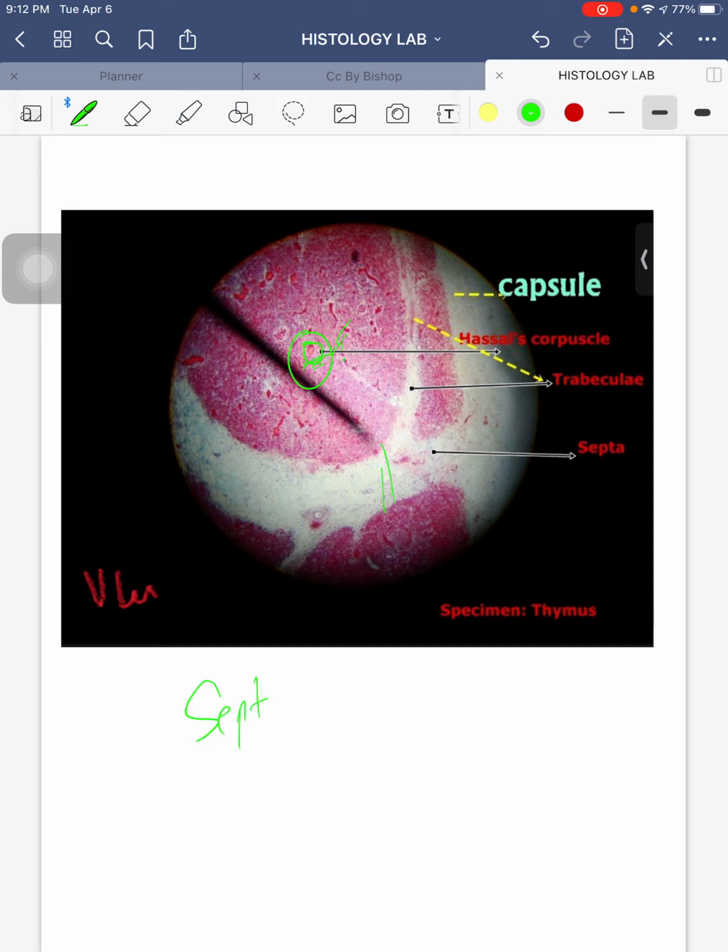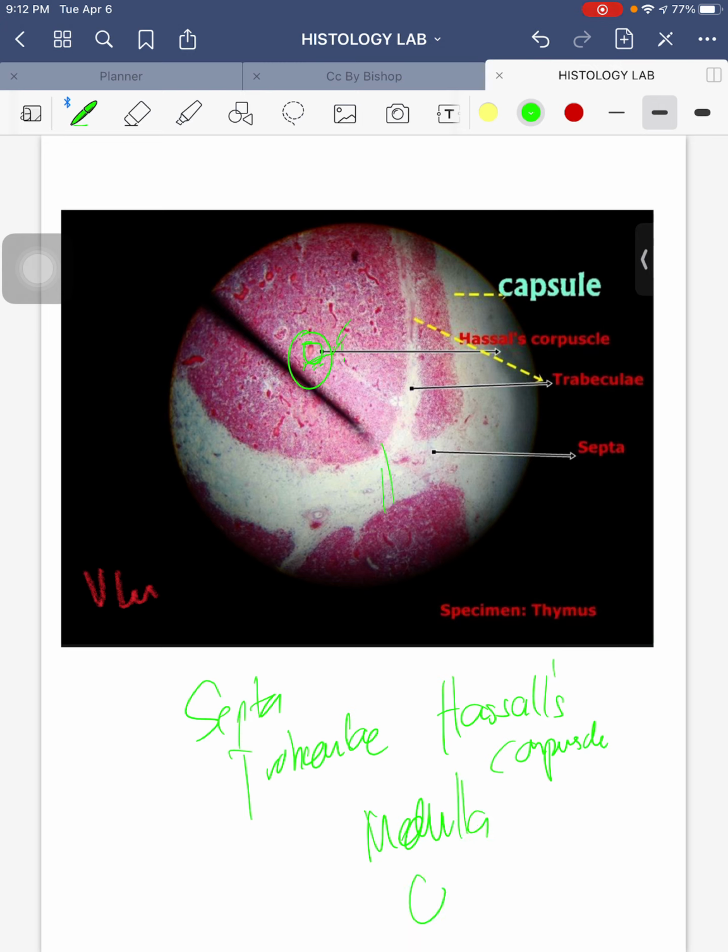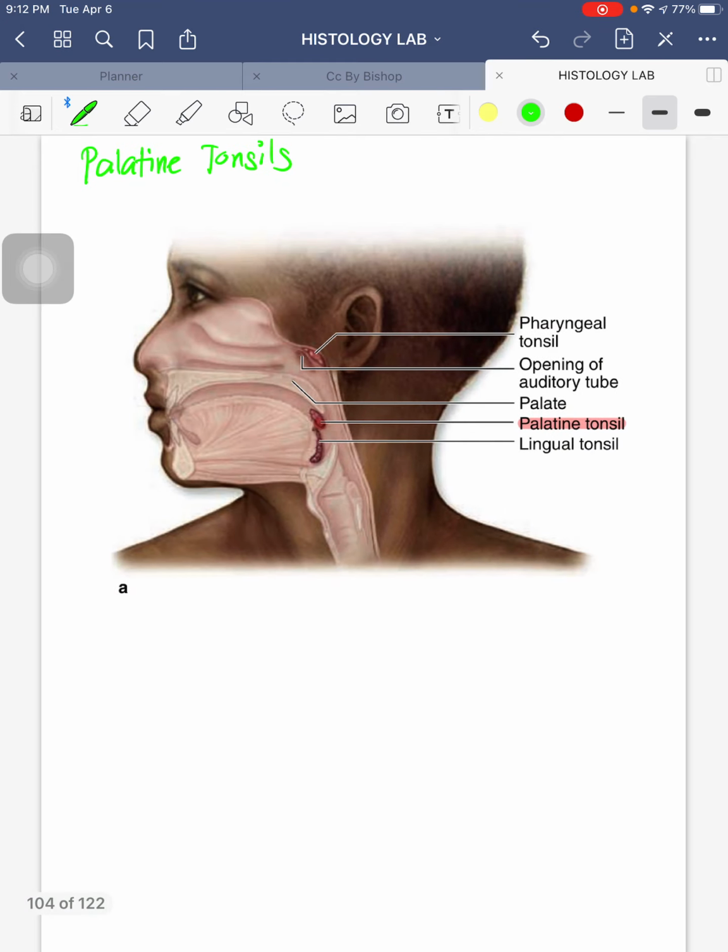For thymus, please take note of what you should remember again: your septa, trabeculae, your Hassall's corpuscle, and the medulla, which is lighter, your cortex also. You can't really appreciate lymphatic nodules here. The cortex is the outer darkly basophilic area. So you have 5 to take note of that will give you a clue that it is your thymus. We'll proceed to the next one.